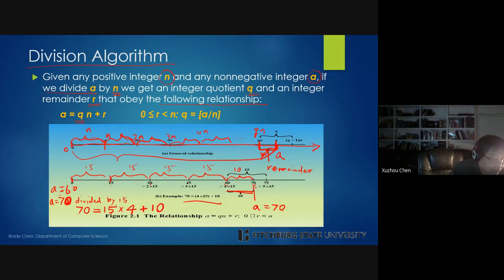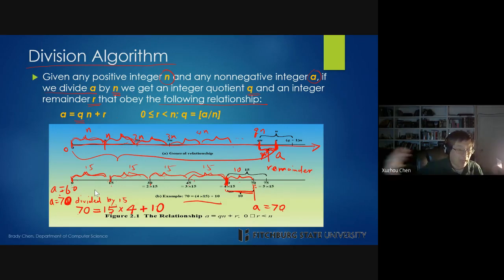So 60 divided by 15, you have 15, 15, 15, 15, and you exactly reach 60, right? So the remainder is 0. In that case, 60 divided by 15 gives remainder 0. So 15 is a factor of 60, or 15 is a divisor of 60. You can say that. So that's basically the interpretation of division.